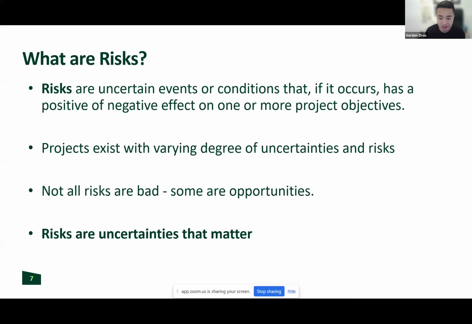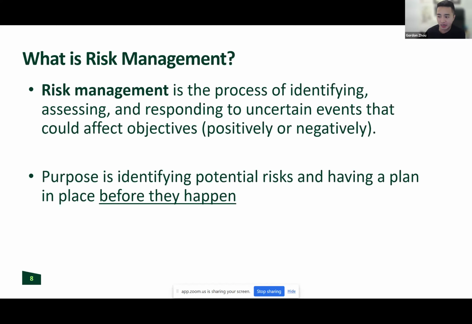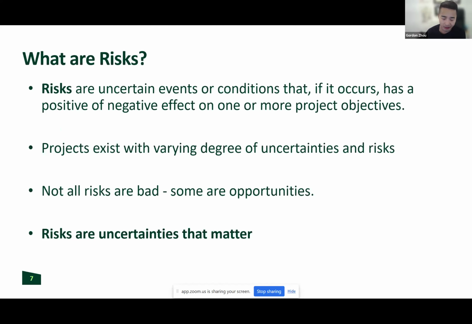Bad risks or negative risks, which we call threats, could be related to, for example, you're going on a vacation and your flight could be canceled because of bad weather, right? That's a negative risk, that's a threat. A good risk or a positive risk or an opportunity is, you invest your money and your investment could grow, right? And so risks could really be categorized as negative or positive.